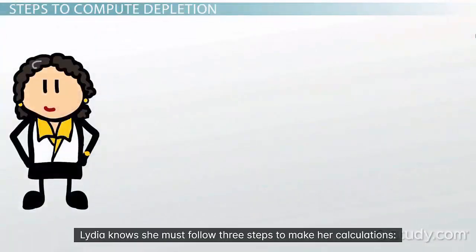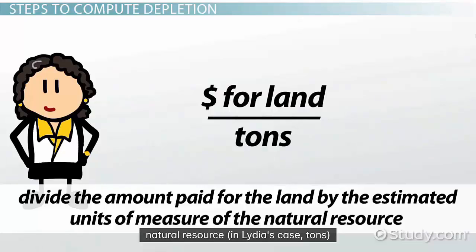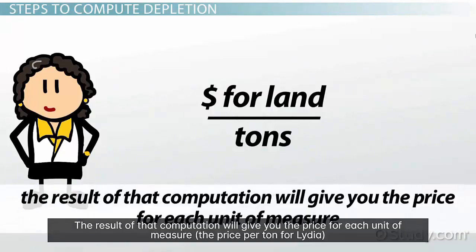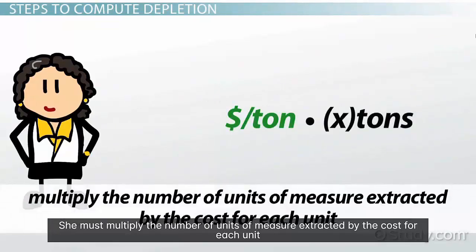Lydia knows she must follow 3 steps to make her calculations. First, she must divide the amount paid for the land by the estimated units of measure of the natural resource, in Lydia's case, tons. Second, the result of that computation will give you the price for each unit of measure, the price per ton for Lydia. Third, she must multiply the number of units of measure extracted by the cost for each unit.